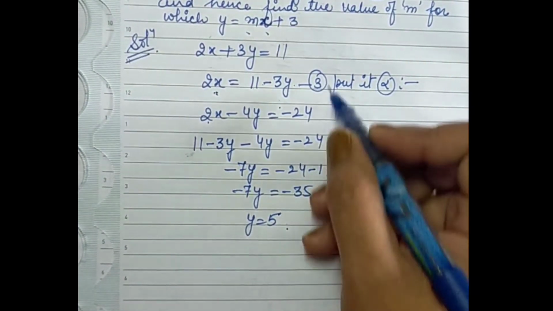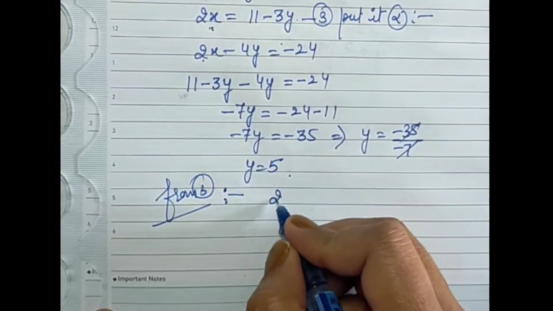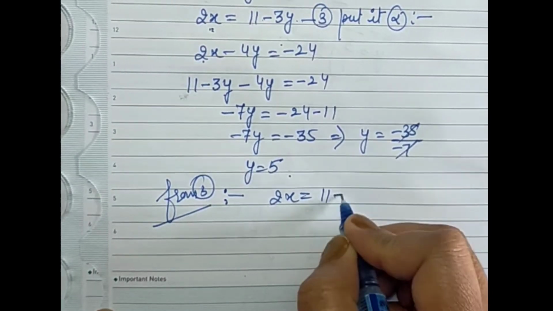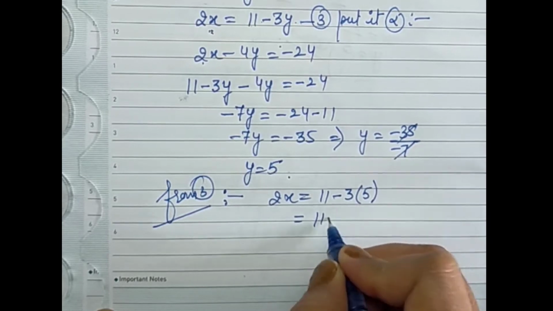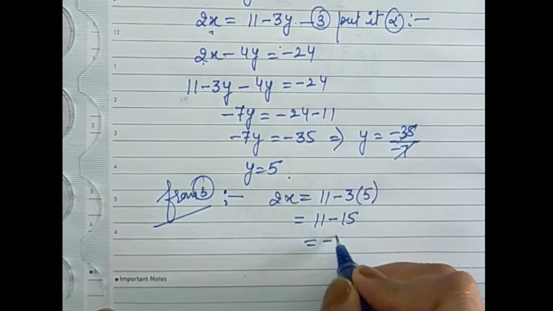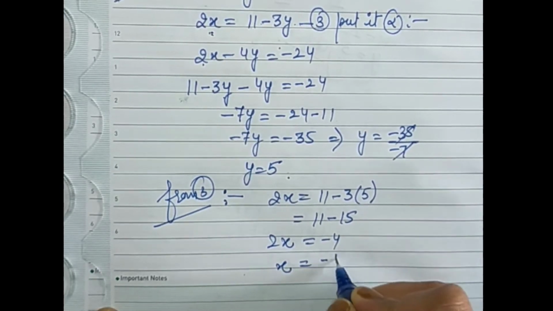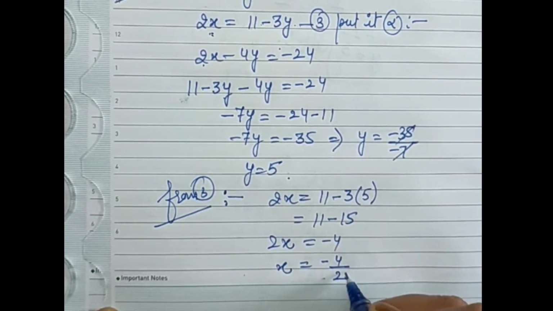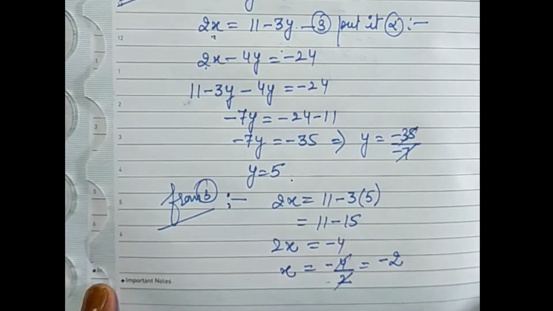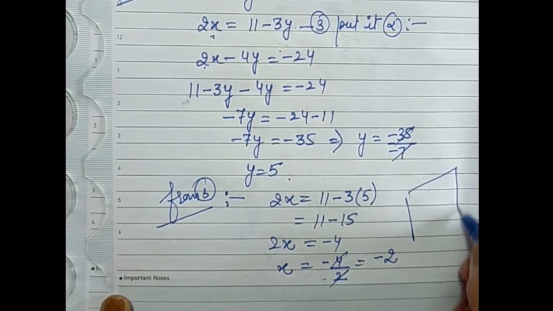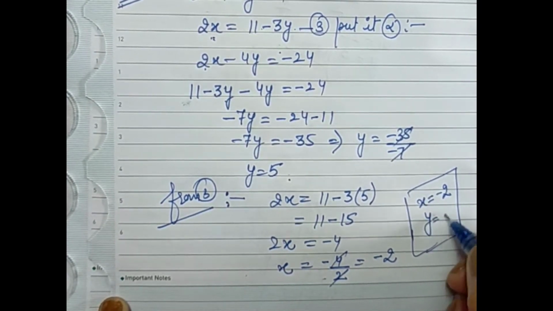Let's put it in 3. From 3, 2x = 11 - 3y. y is 5, so it becomes -4. 2x is -4, therefore x becomes -4 over 2. So we got two values: x to be -2 and y to be 5.